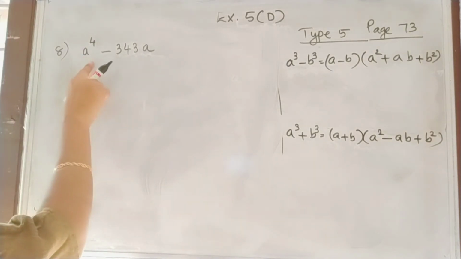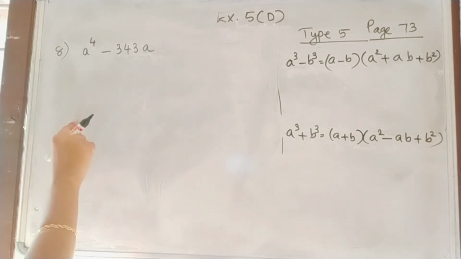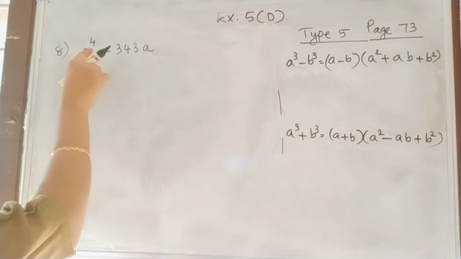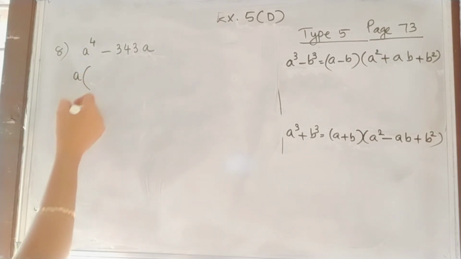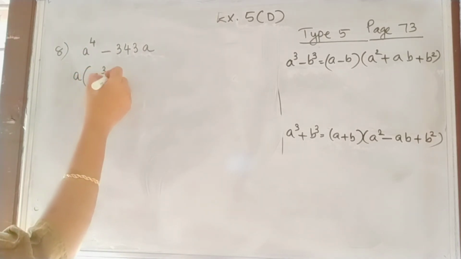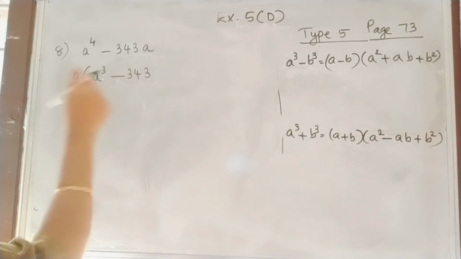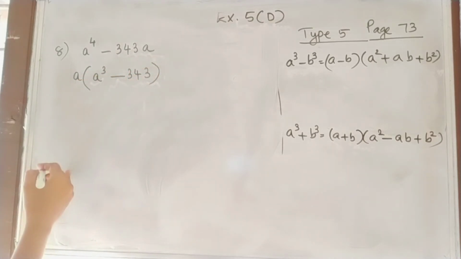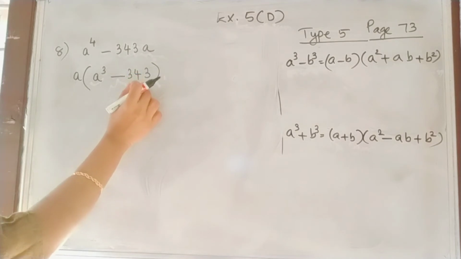8th question. a raised to 4 minus 343a. Here we can take a common, then it will become a cube minus 343. a we took, so no need of writing a. So check 343. The cube of what is 343?